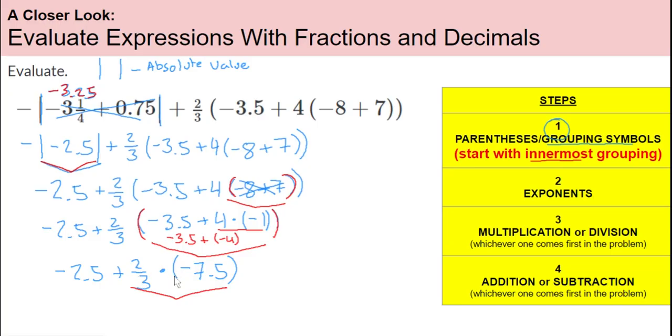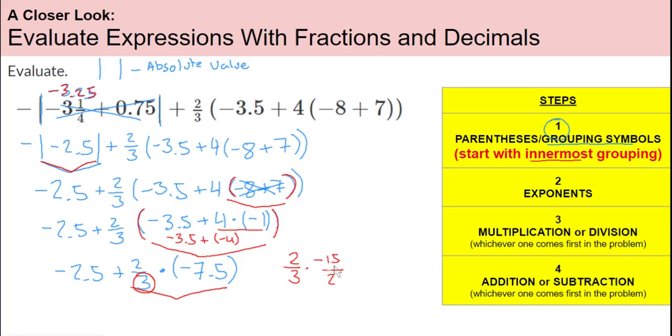Okay, so what are we going to do? Should we change this to a decimal? Should we change this to a fraction? We could change this to a decimal because working with decimals is easier. However, when we deal with a third, if you divide it, you're going to get a repeating decimal. We don't want to be dealing with that. So I'm going to write it over here. We can say 2/3 times negative 15 over 2.